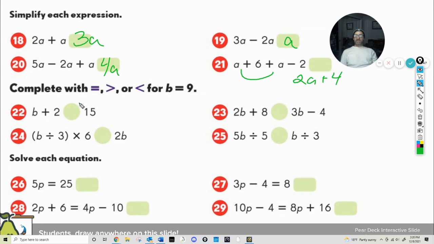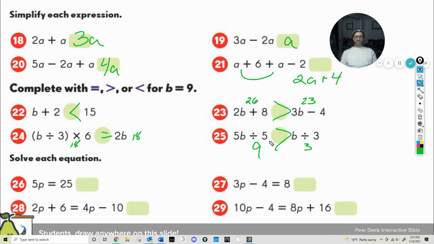If b equals 9, 9 plus 2 is less than 15. If b equals 9, 2 times 9 is 18, plus 8 is 26, 3 times 9 is 27, minus 4 is 23, 26 is greater than 23. Here, b divided by 3, 2 times 9 is 18. Got equals, and then 5 times 9 is 45, divided by 5 is 9. Oh, sneaky monkey. 9 divided by 3 is 3.